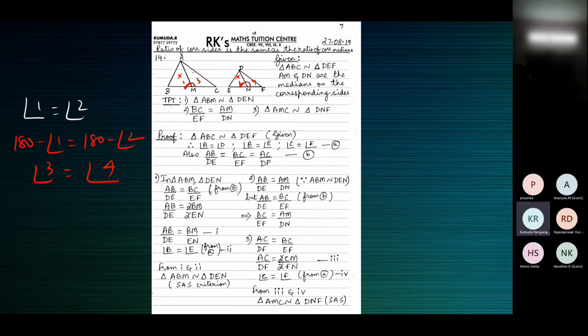So in this triangle and this triangle, angle 3 is equal to angle 4. And also angle C is equal to angle F, because the whole triangles ABC and DEF are similar. 3 is equal to 4. So by AA similarity, the two triangles are similar. You can prove it like this. There are many other ways. It's time. We'll see this again in the next class.